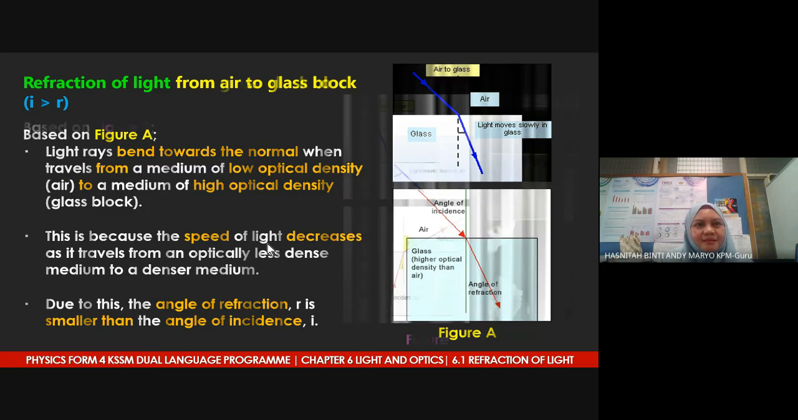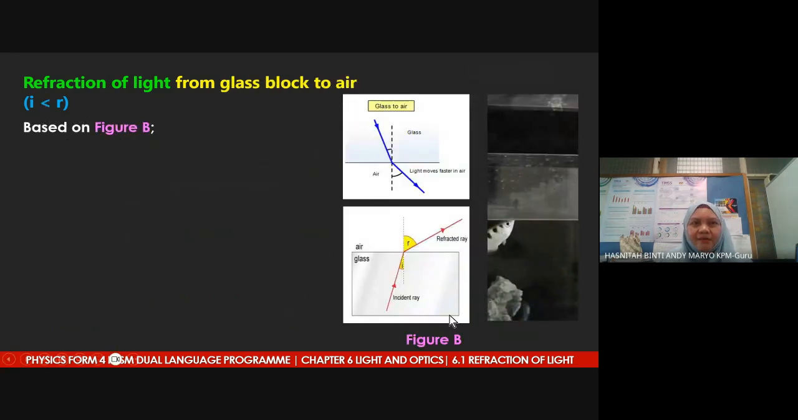Then second, figure B. Figure B is the opposite of figure A. Now refraction occurs from the glass block, an optically denser medium, to air, a less optically dense medium. Based on figure B, you can see the blue light travels from the glass, entering the air, the second medium. You can see it refracted away from the normal. Down here is also the same. The light ray is coming from the glass, goes upward and comes out into the air. Again, you can see it refracts away from the normal.